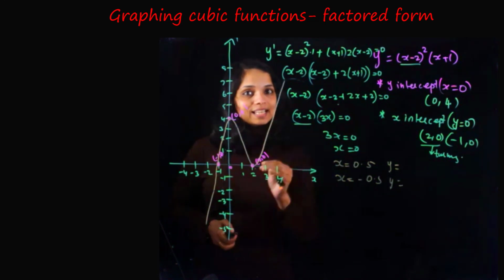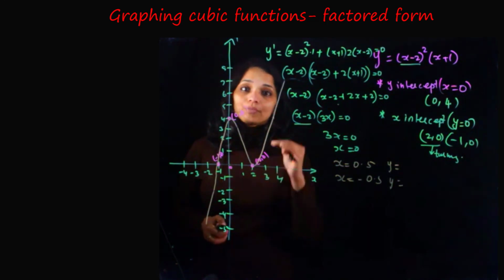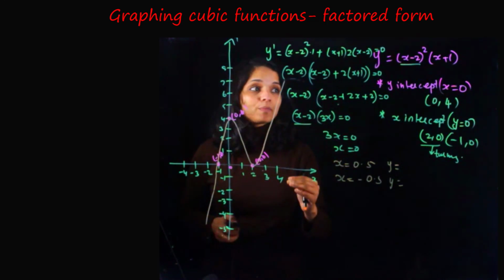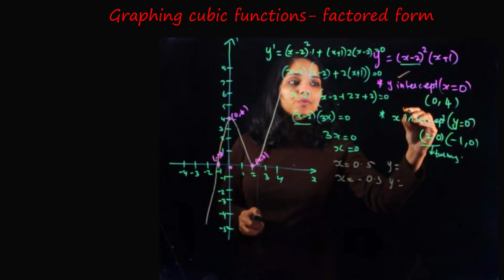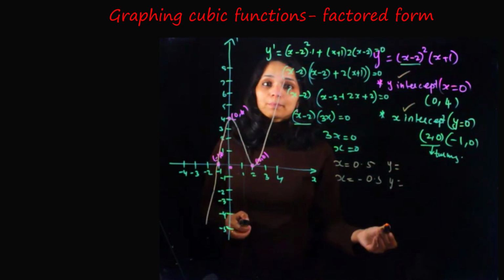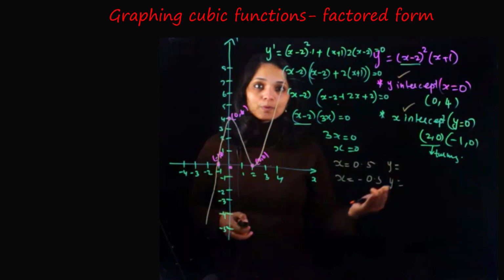Okay, so this is how you draw the graph of a cubic function. If the factored form is given, find the y-intercept, find the x-intercepts, and find the turning points and any extra points if that's required.